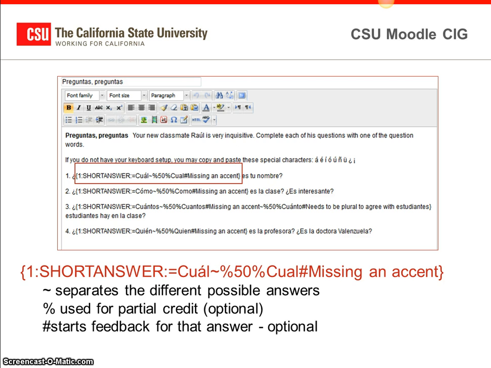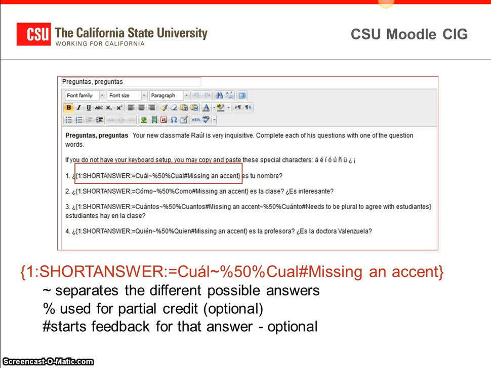So recall that the equal sign identifies the correct answer. A tilde is used before all of the other possible answers, and if no percent is identified, then the system assumes that that possible answer is wrong. If you're assigning partial credit, the percent of credit is between 2% signs and in front of the possible answer.